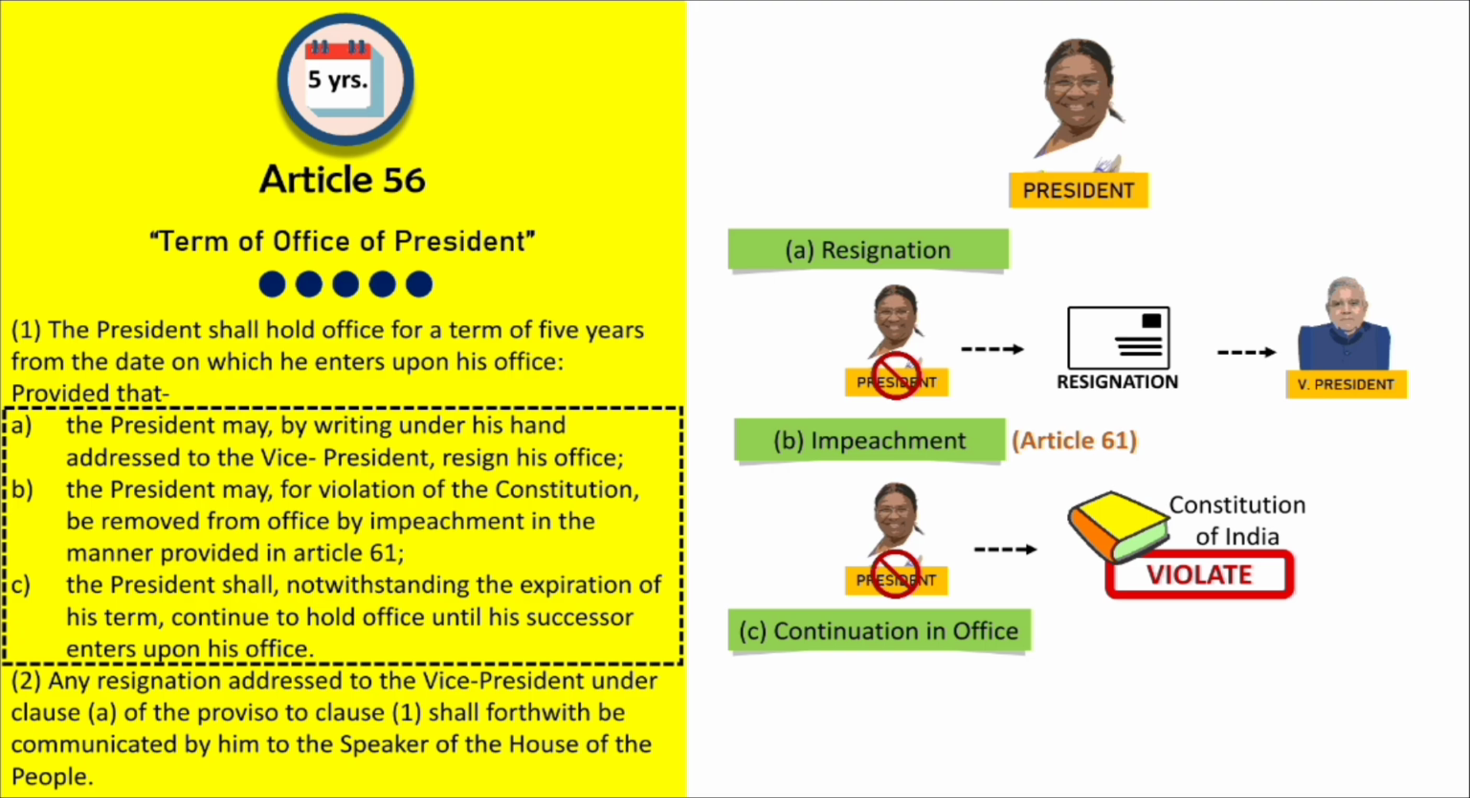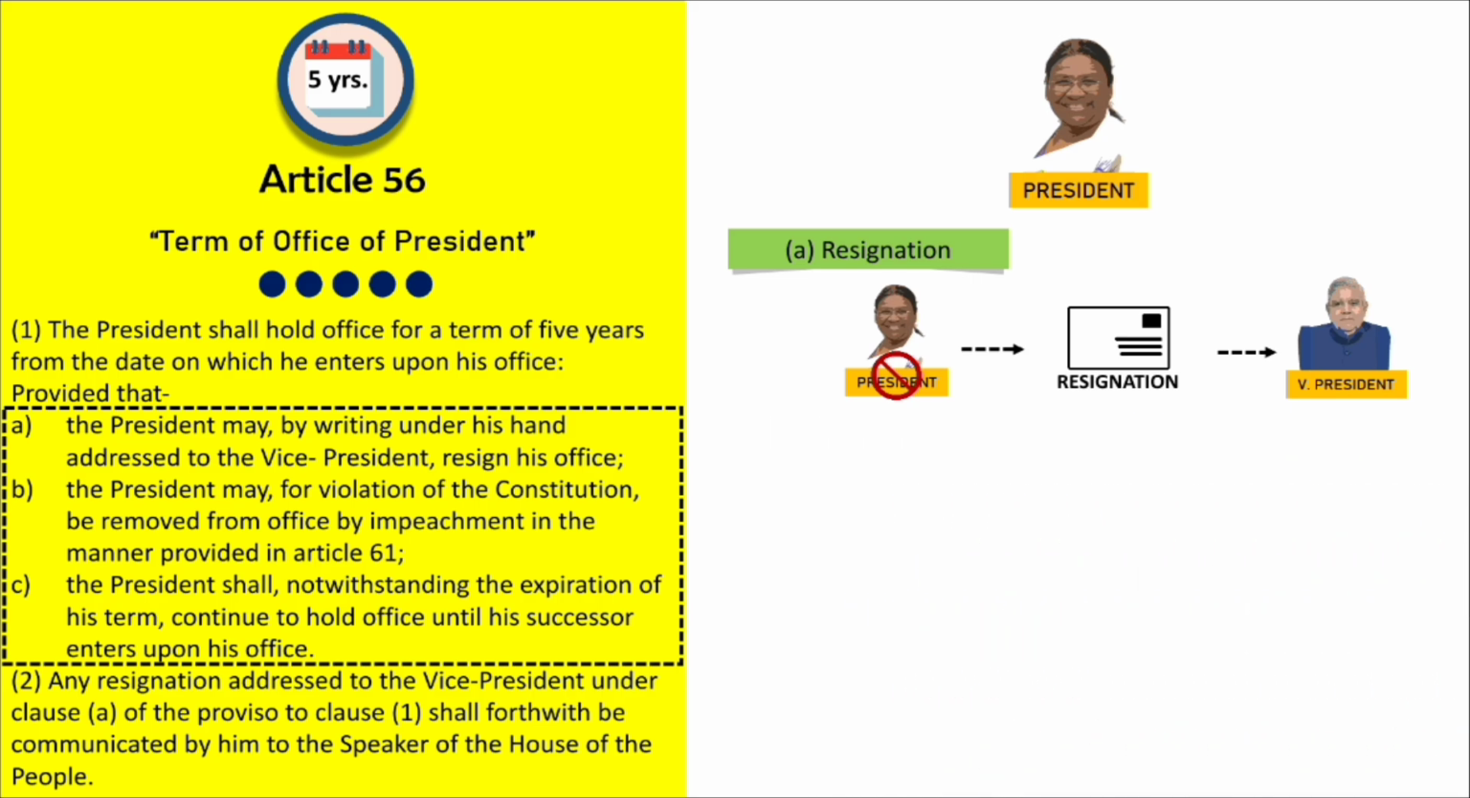And the third subclause says that even after 5 years, the president will keep working until the next president starts his job. Okay? So these are the three important points. President can resign to Vice President, President can be removed on violation of Constitution, and President works until new President arrives.